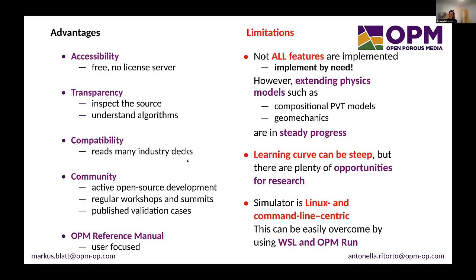And limitations, of course, we are not perfect, we are all human. One first limitation is that, of course, not every single feature that you want or need is implemented already. So we implement by need. Anyway, there is a constant effort of extending the physics models. For example, compositional PVT, so pressure, volume, and temperature models, and geomechanics are in steady progress.